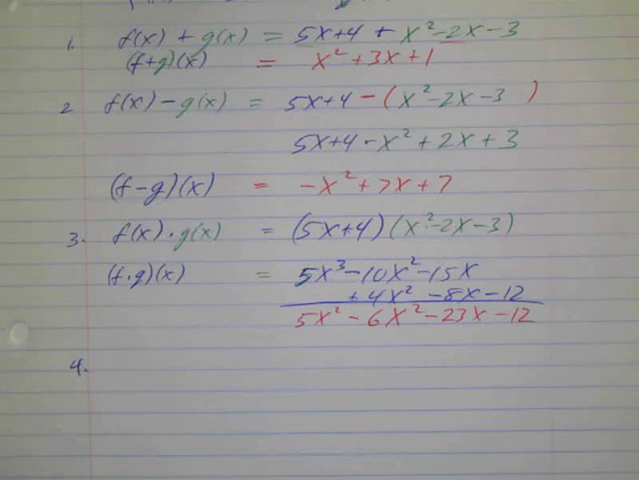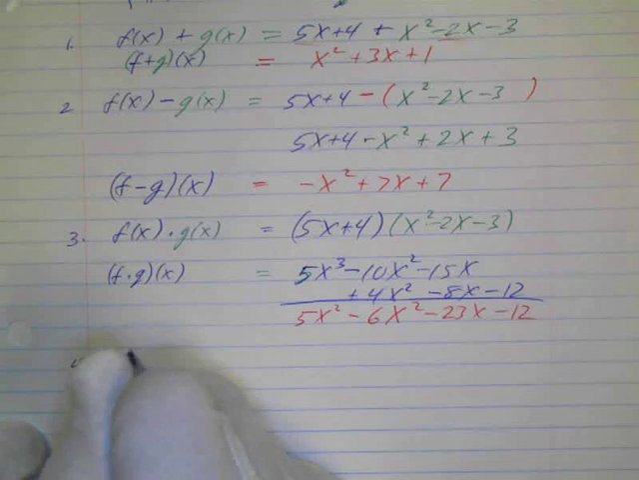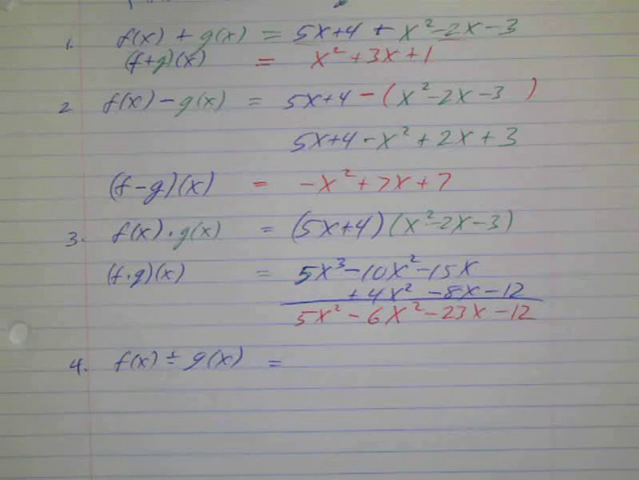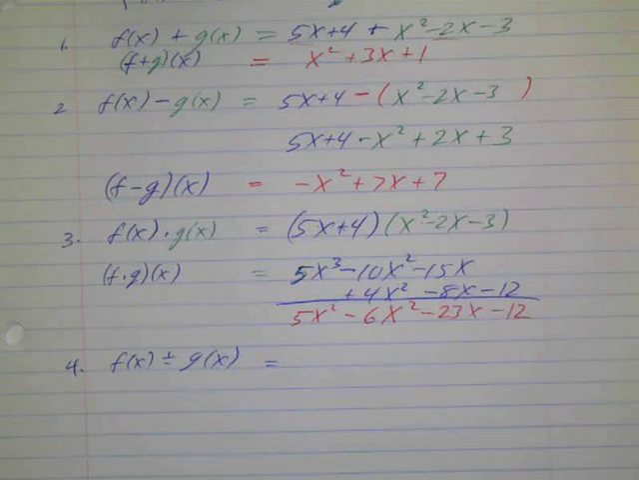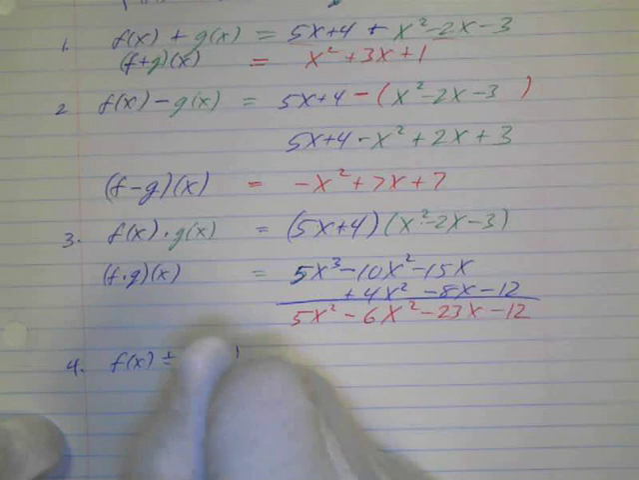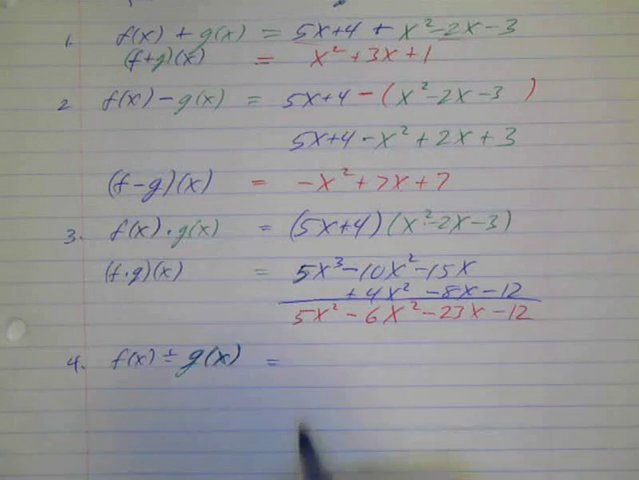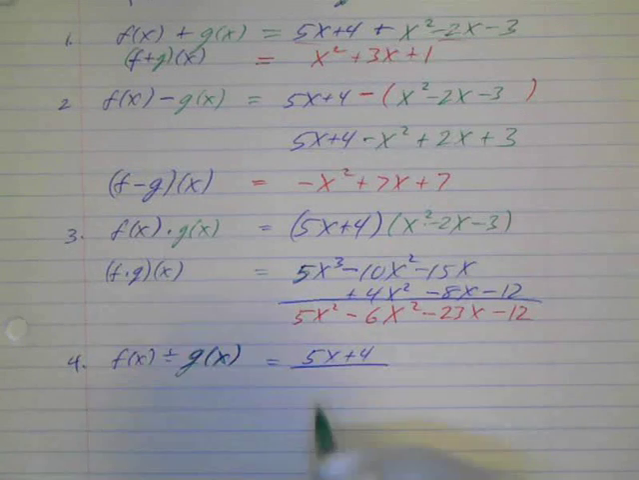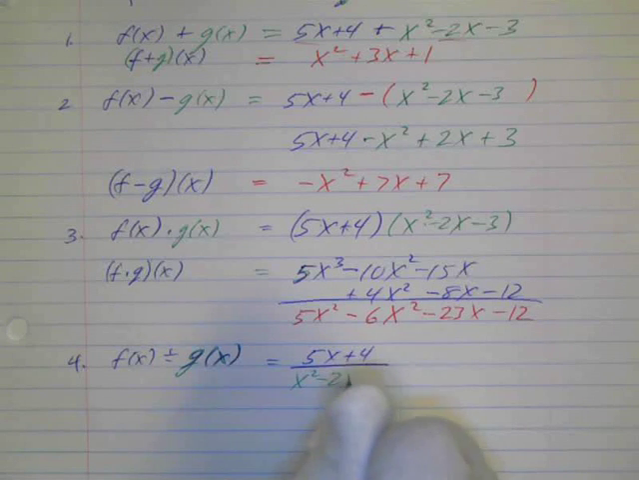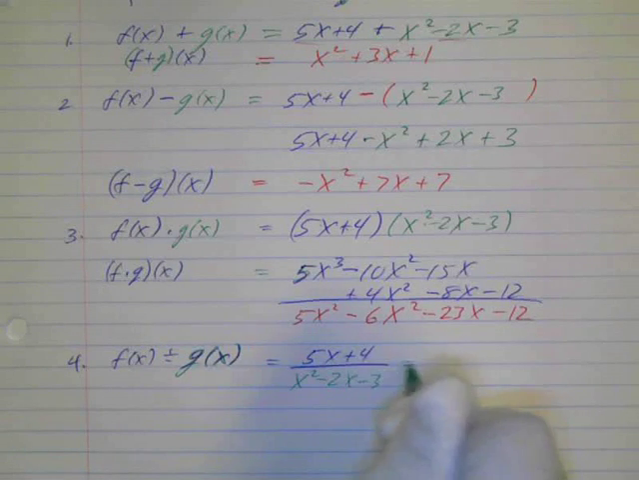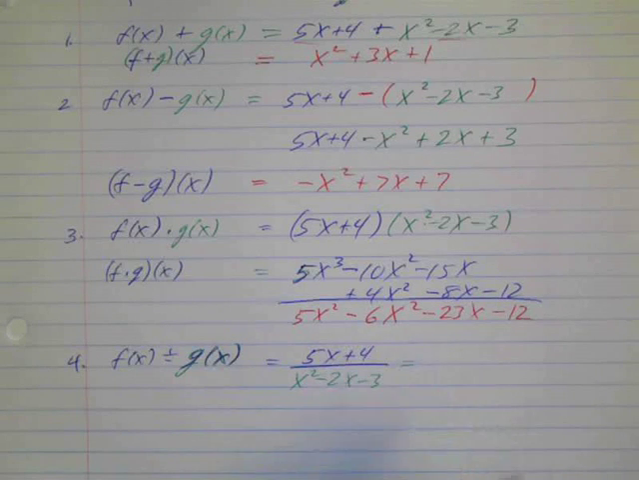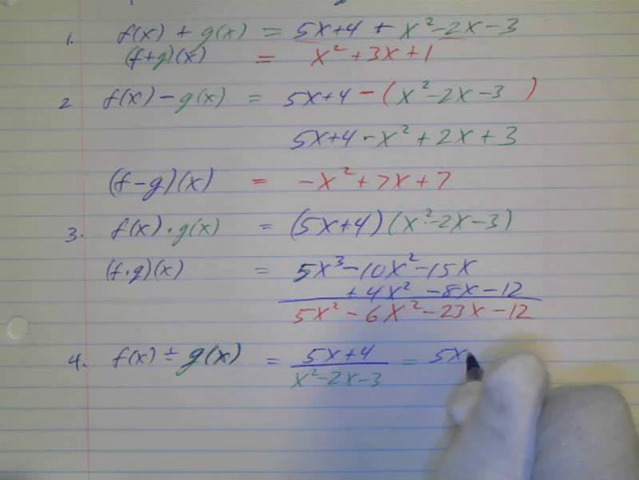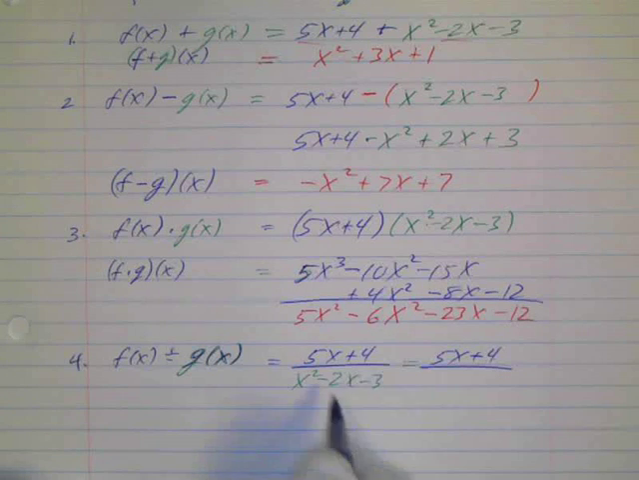Okay, and then number 4, f of x divided by g of x. So f of x is just 5x plus 4. Oops, should have that in green, I'm sorry. That's going to be 5x plus 4 on the top. And on the bottom, we've got x squared minus 2x minus 3. And there's not much we can do with this unless we can factor and maybe simplify it. Well, we can't really simplify it, but we can factor. And if we can factor, we can at least put restrictions on our domain. Because it's hard to tell what's going to be 0 here.